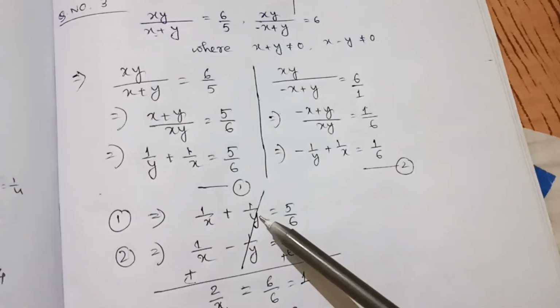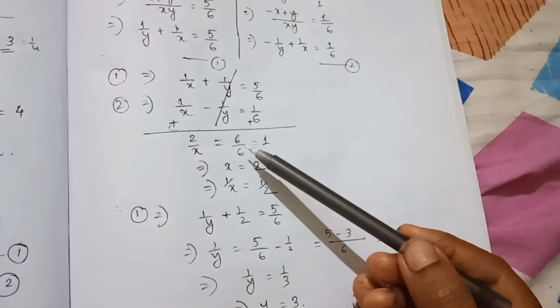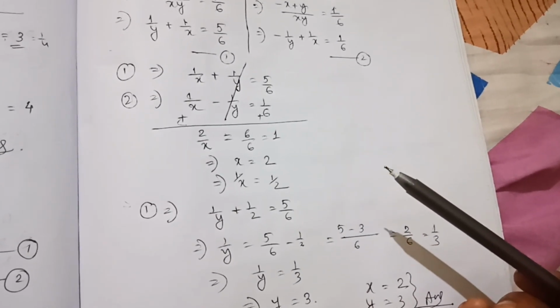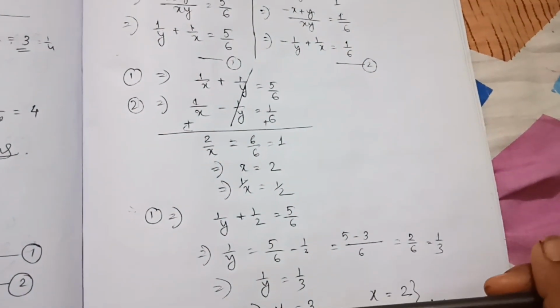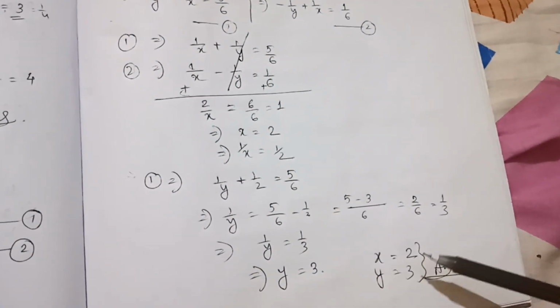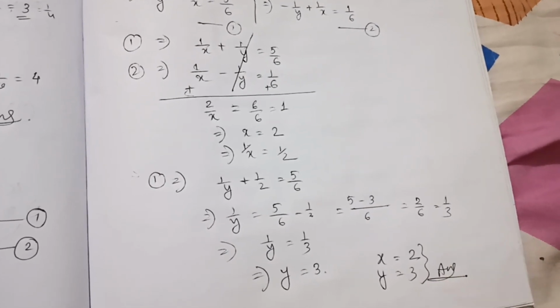Or you can check out this one. This is a new method that I have done. I haven't assumed any different variable for x and y, rather I have directly done it with 1 by x and 1 by y and got the values of x and y as 2 and 3. Okay.